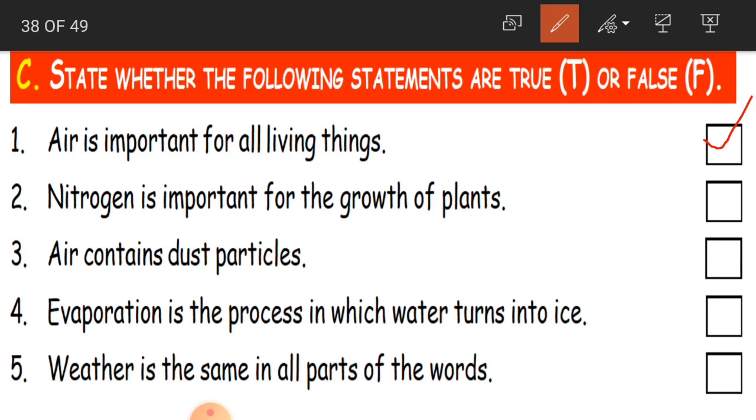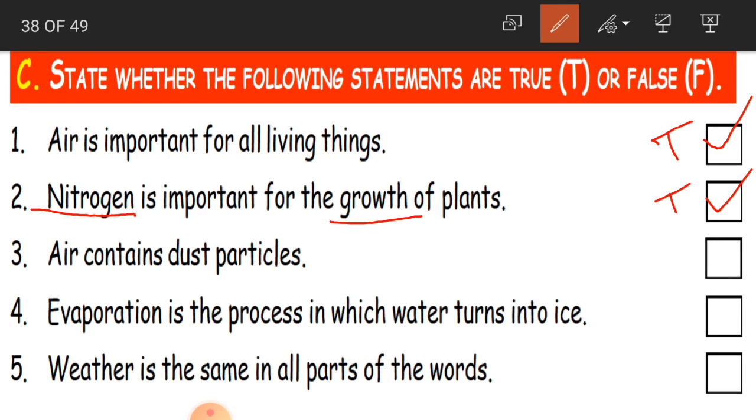This is true. Second one is nitrogen is important for the growth of plants. Yes, this is also true. Because nitrogen gives energy to the plant. So that is why it is important. And where is this nitrogen available, children? In the air. Okay, in the air. And soil is going to absorb this nitrogen. Plant is going to absorb this nitrogen from the soil.